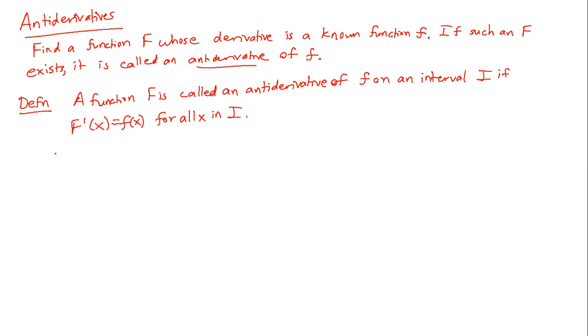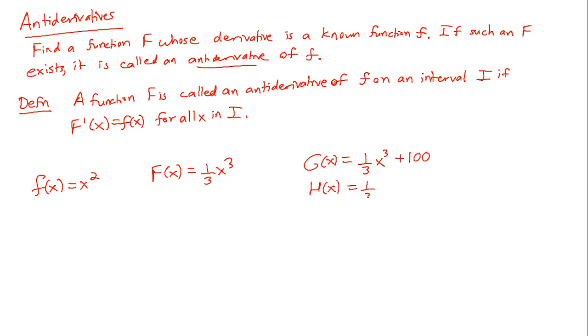That's just a definition. For example, say we take f of x equals x squared. Then an example of one antiderivative of this is F equals 1/3 x cubed, because you take the derivative of this, you get back the x squared. But another one is g of x equals 1/3 x cubed plus 100. Or in general, h of x equals 1/3 x cubed plus c for a constant c. These are all antiderivatives of f, so the antiderivatives are not unique.